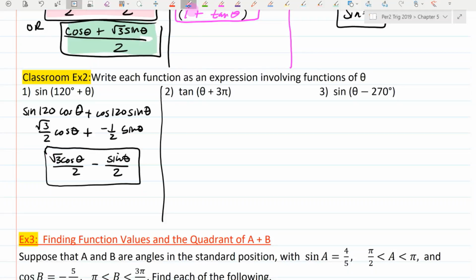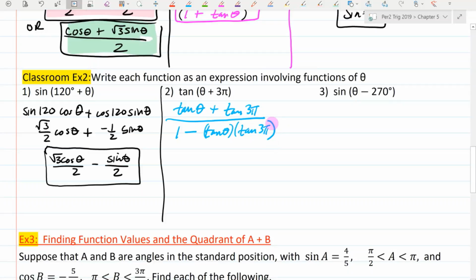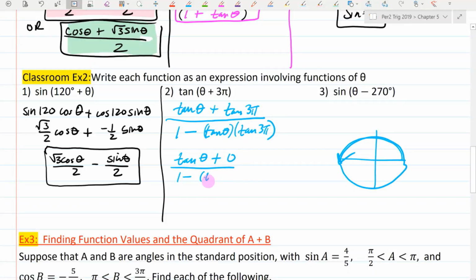For the second one, you should have tangent theta plus tangent of 3 pi over 1 minus tangent theta times tangent of 3 pi. 3 pi is the same thing as 1 pi, which is the same thing as 180. So this is going to be tangent theta plus 0 over 1 minus tangent theta times 0. So at the top, I have tangent theta. At the bottom, I have 1 minus 0. So that's tangent theta over 1, which is just tangent theta.